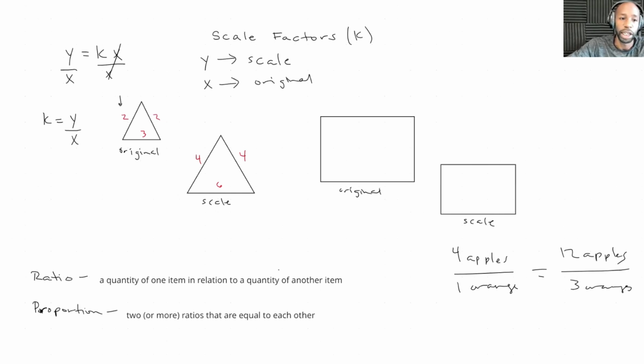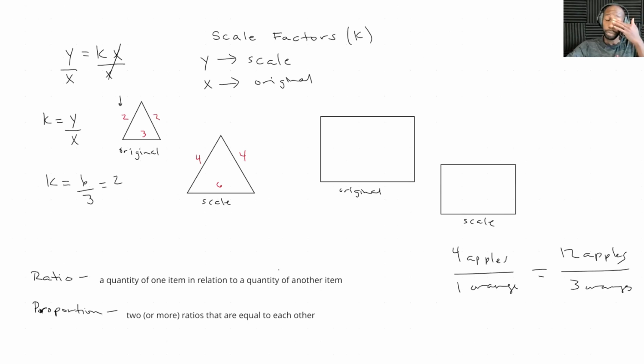So let's get back to black. So if this is our scale, let's find the scale factor by comparing this bottom side and this bottom side. So the scale factor K is going to be equal to y over x, so the scale measurement over the original measurement. Scale measurement over the original. So 6 over 3, which is equal to 2.